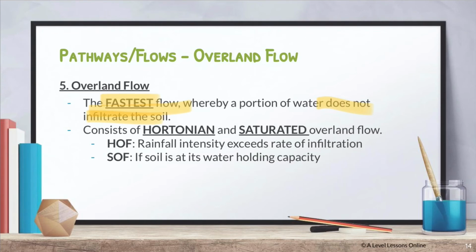Okay, they will basically become this other flow called overland flow. There are two types of overland flow: Hortonian overland flow (HOF) as well as saturated overland flow (SOF). HOF is basically when rainfall intensity exceeds the rate of infiltration. Understand this first. I will go through it after this.